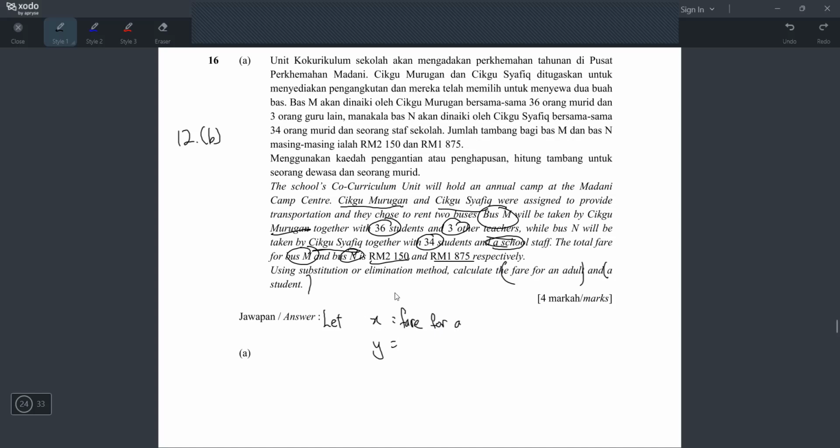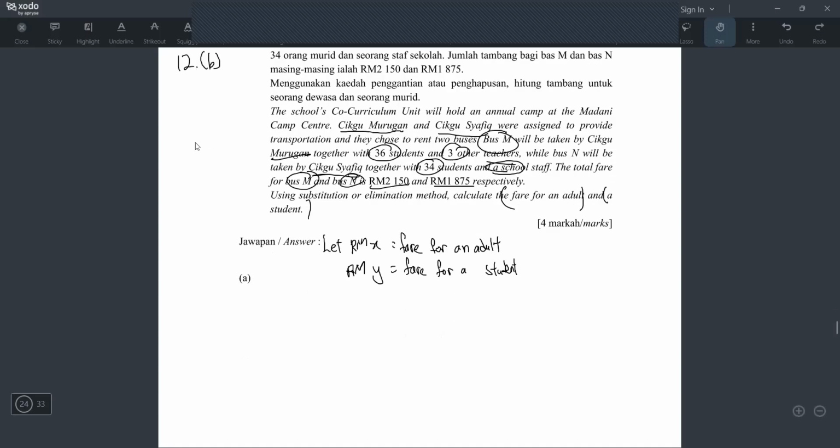And adult, I think I should write the word N because satu orang, right? Satu adult, satu orang, single. And then Y is the fare for student. Fare for a student, I think I have to write one student. And since it's a fare, means like price, so I have to write RM.